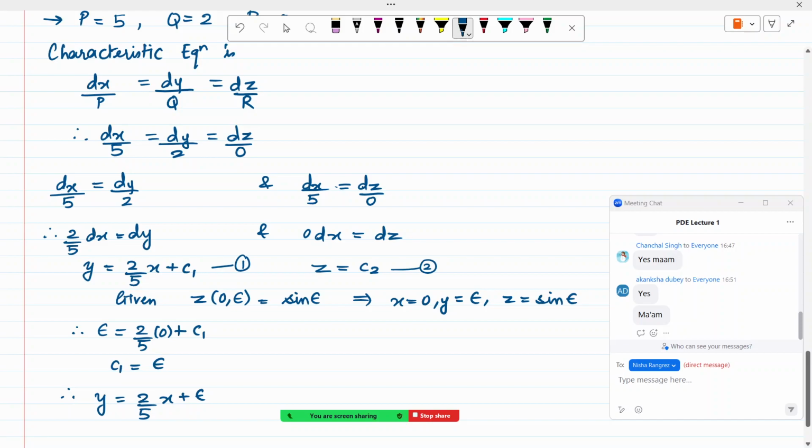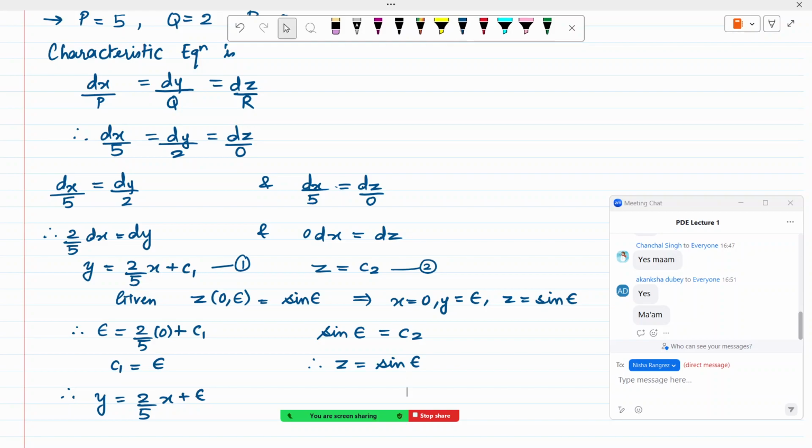Now working on the second equation, in place of z, I'll have sine epsilon is equal to c2, which is directly the value of c2. And equation 2 now gets converted to z is equal to sine of epsilon. Now let's understand, your final answer should be in terms of x, y, and z, not in terms of epsilon or any point.